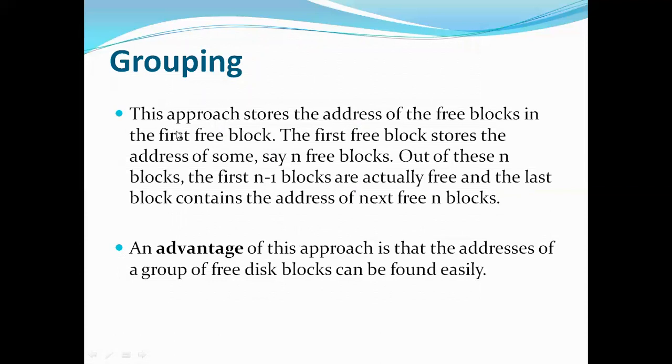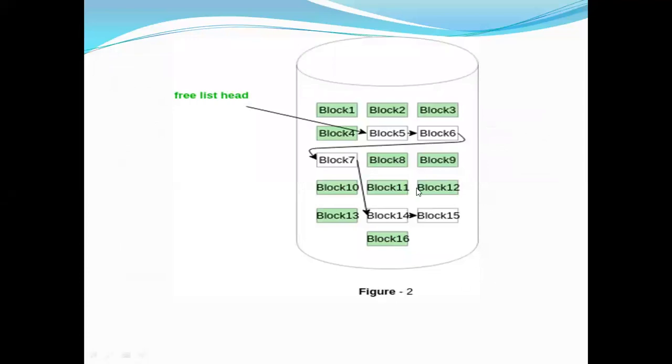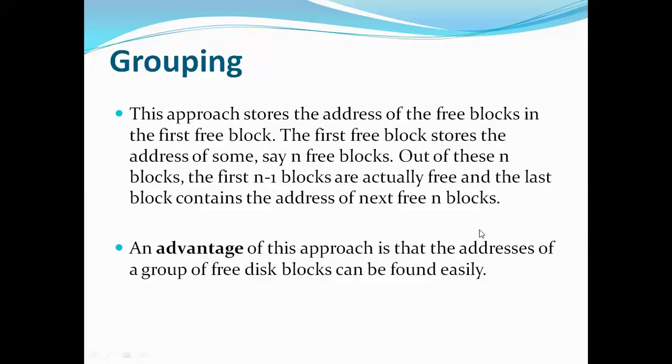Here is the definition. This approach stores the address of free blocks in the first free block. We have seen that it is stored in the fifth block. The first free block stores the address of some, say, n free blocks. Out of these n, the first n minus 1 blocks are actually free, and the last block contains the address of the next n free blocks. Like we have seen in this example, the 15th block will store the addresses of the free blocks of all the remaining ones. Likewise.